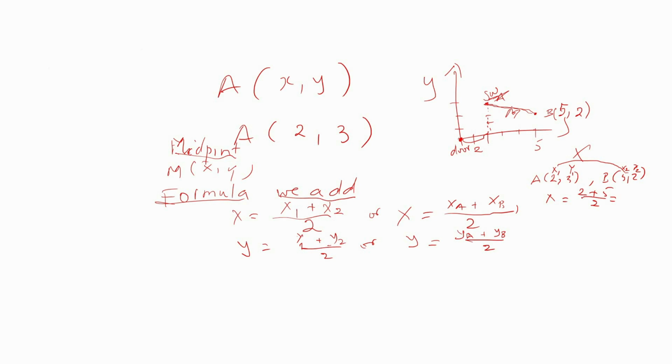What you have to take in your mind: if you find the y of the midpoint, you add the y's, then divide by 2 because midpoint is a half. When you are getting the x coordinate, you add the x coordinates of the points and you divide by 2.